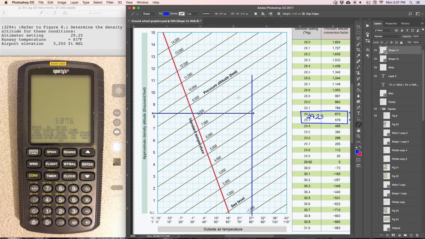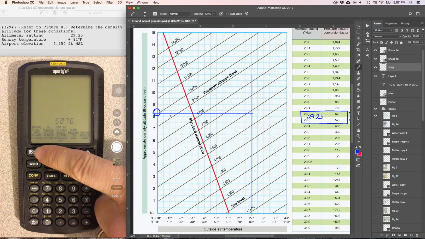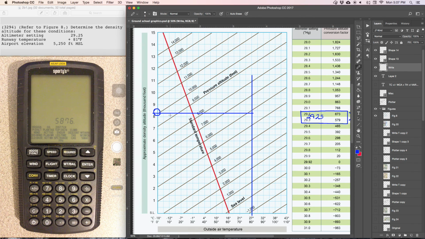So drawing across, now we can see that the density altitude is going to be somewhere around 8,300, 8,500, somewhere around there. So that's working the problem using the charts. So let's go ahead and use the E6B to get density altitude. So the density altitude is going to be about 8,300, 400 feet.